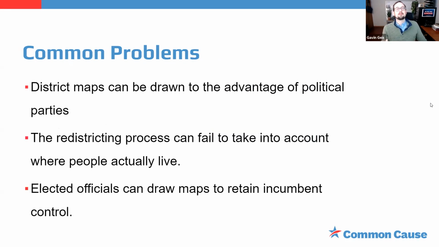So the common problems here are district maps are drawn to the advantage of political parties. We see this red, blue all across the nation. Districts are drawn to favor whoever the majority is. That's usually the situation. The redistricting process also fails to take into account where people actually live. When it is a process of drawing lines, of securing political power, it can be forgotten where neighborhoods actually are and that they're continuous.